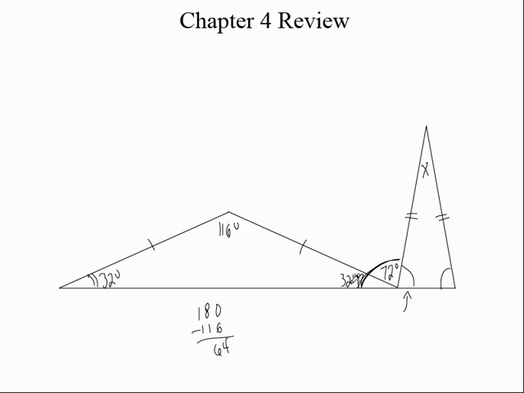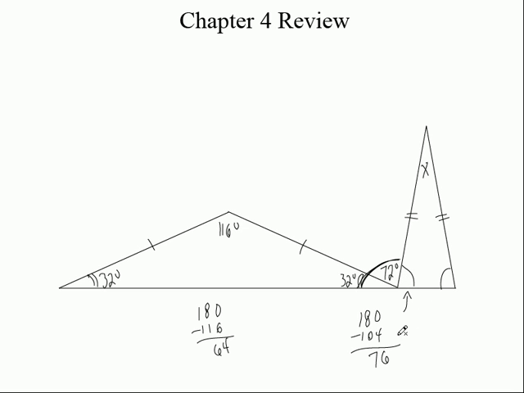That's right. So let's add those up. That's 104, right? So we just take 180 minus 104, and what does that give us? That's 76, right? So does that mean that's 76? No, it means these two together are 76.